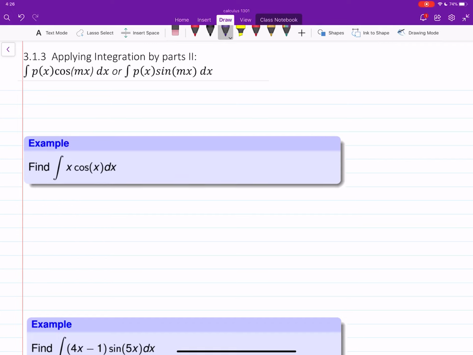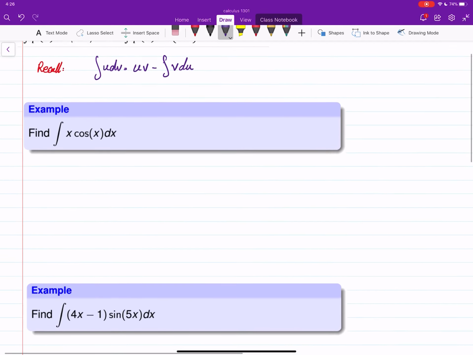Hi, in this video we will learn about a new class of functions that can be integrated through integration by parts. Let me just quickly recall the integration by parts formula. Integral of u dv is equal to uv minus integral of v du. Okay, let's start with the first example.